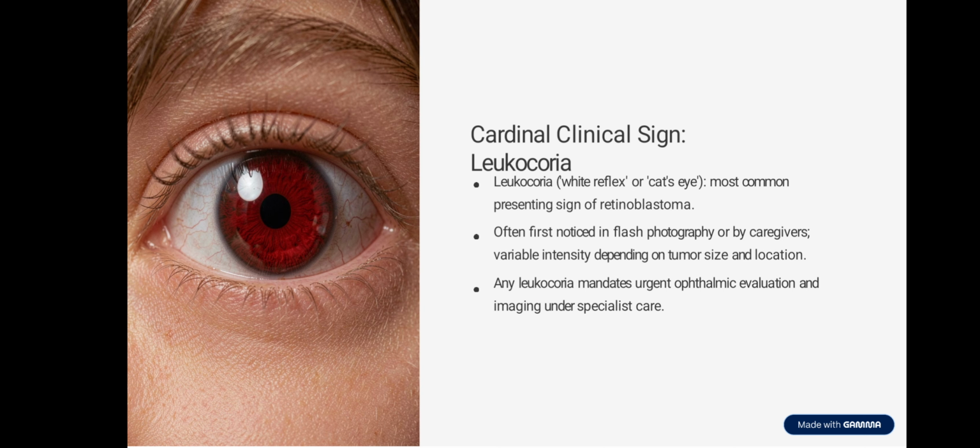Cardinal clinical sign: leukocoria. What is leukocoria? Leukocoria is a white reflex, or it looks like a cat's eye, which is the most common presenting sign of retinoblastoma. It is often first noticed in flash photography or by the caregivers. The intensity of the leukocoria is variable, depending on the size and the location of the tumor. Any leukocoria mandates urgent ophthalmic evaluation and imaging under specialist care.